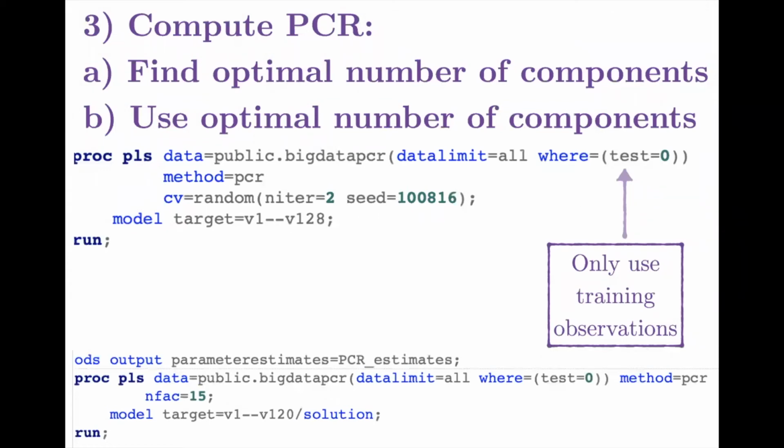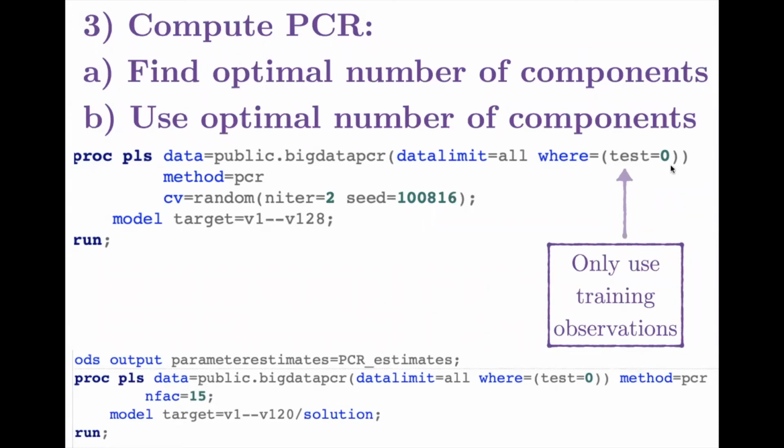So the first thing we're going to do here is find the optimal number of components. I have to admit I didn't even run this because I know that it's going to choose 15 factors. 15 is the maximum number of factors that seems to be allowed by proc PLS. You could actually push this a little bit farther if you'd like to try by using proc princomp and putting those components into proc reg. But for now, we're just going to see how we do with 15 factors.